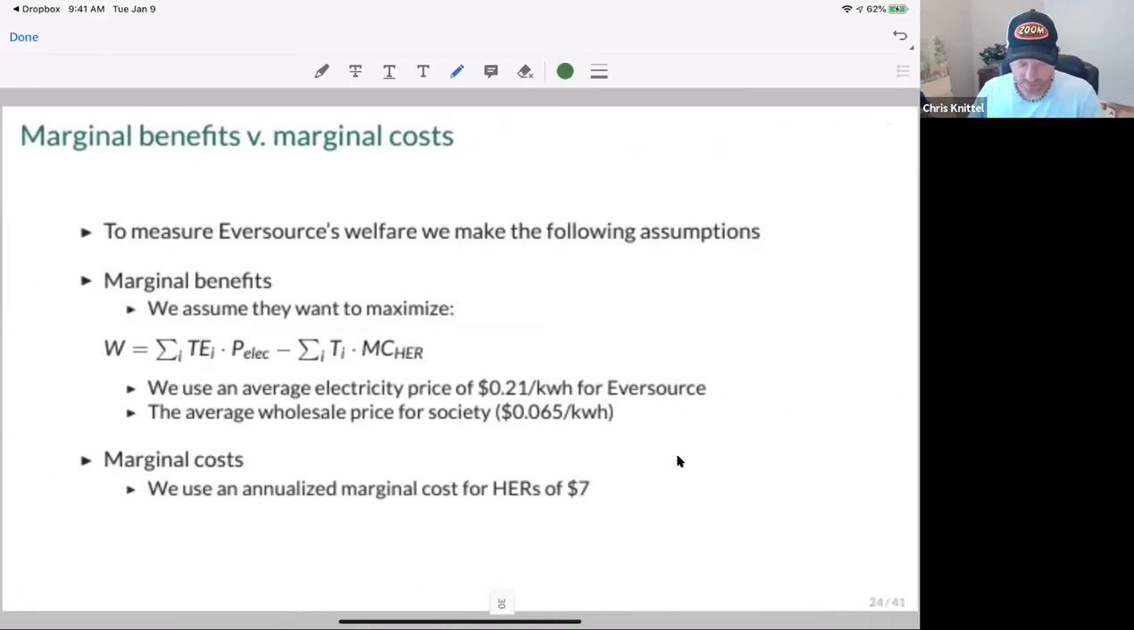Okay, so what marginal cost number are we going to use? Here's where we have good data on what OPower charges Eversource. We don't know how much of that is a markup, or how much of that is other non-marginal components. So we're just going to use effectively the price that OPower charges Eversource for one of these home energy reports. And that's an average of about $7 per household per year for these reports.